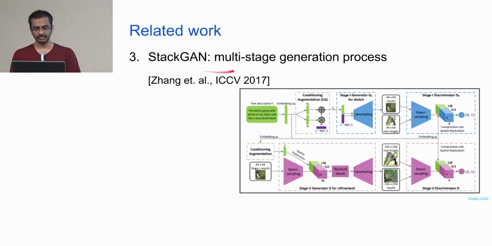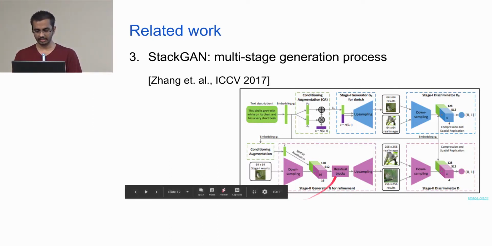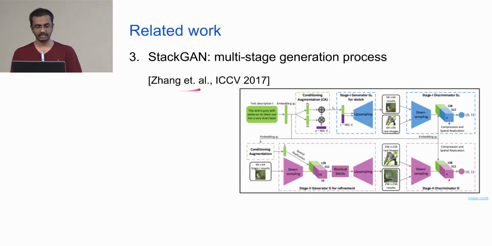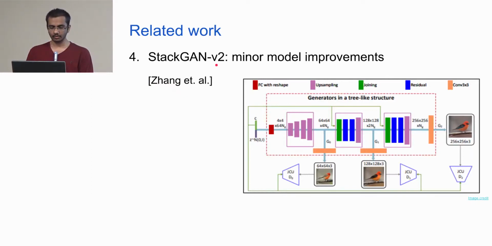Next up we have StackGAN. So they proposed a multi-stage generation process, which is what we will be looking into in AttnGAN as well. But the main idea here is the generation process is done in multiple stages. So you have one generator here, another generator here, and their corresponding discriminators. This was done by Zhang et al. And then the same group provided some minor improvements to the original model in which they interleave those generator networks. But that's about it. Those are the minor improvements they make.